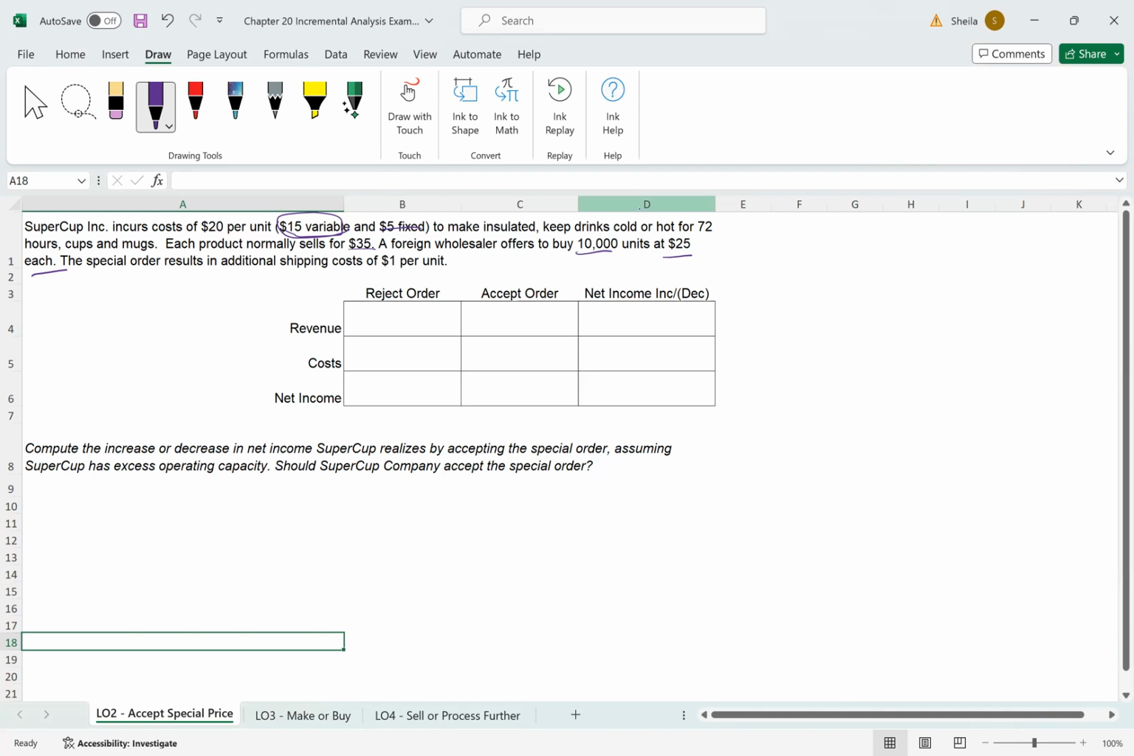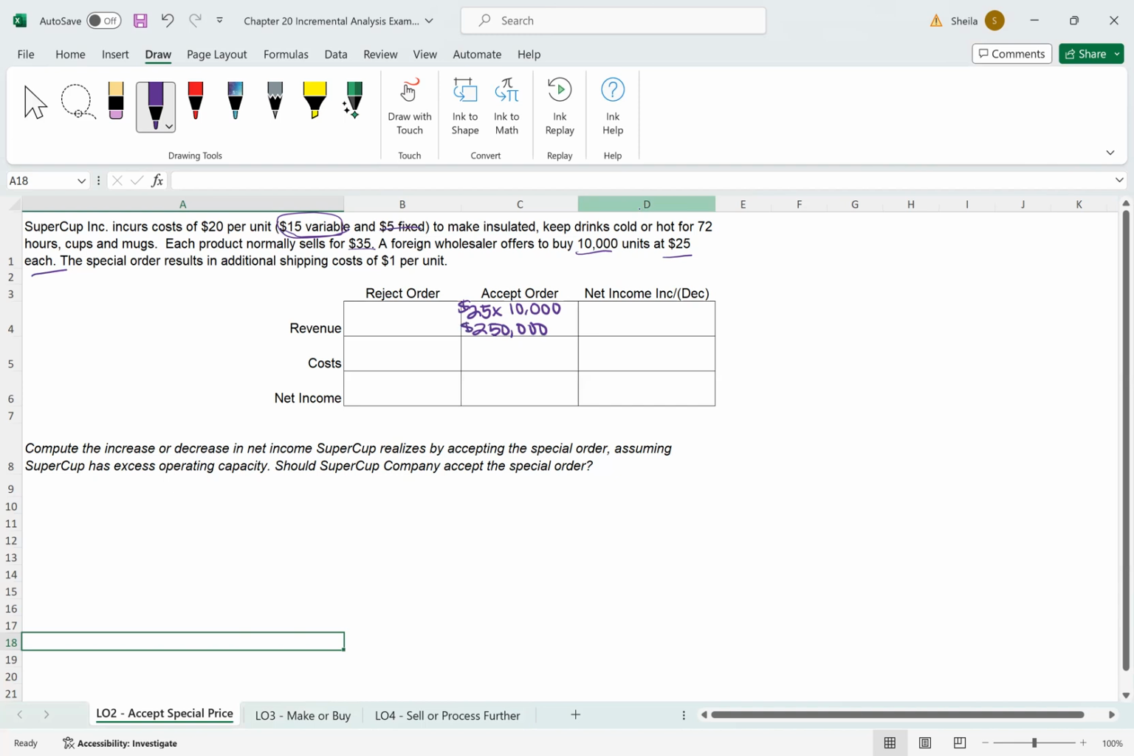So we're not going to generate revenue for $35. We're going to generate revenue for $25. And so when we accept the order, we want to only consider the revenue that we will earn. So $25 times 10,000 units is going to be $250,000 of revenue.